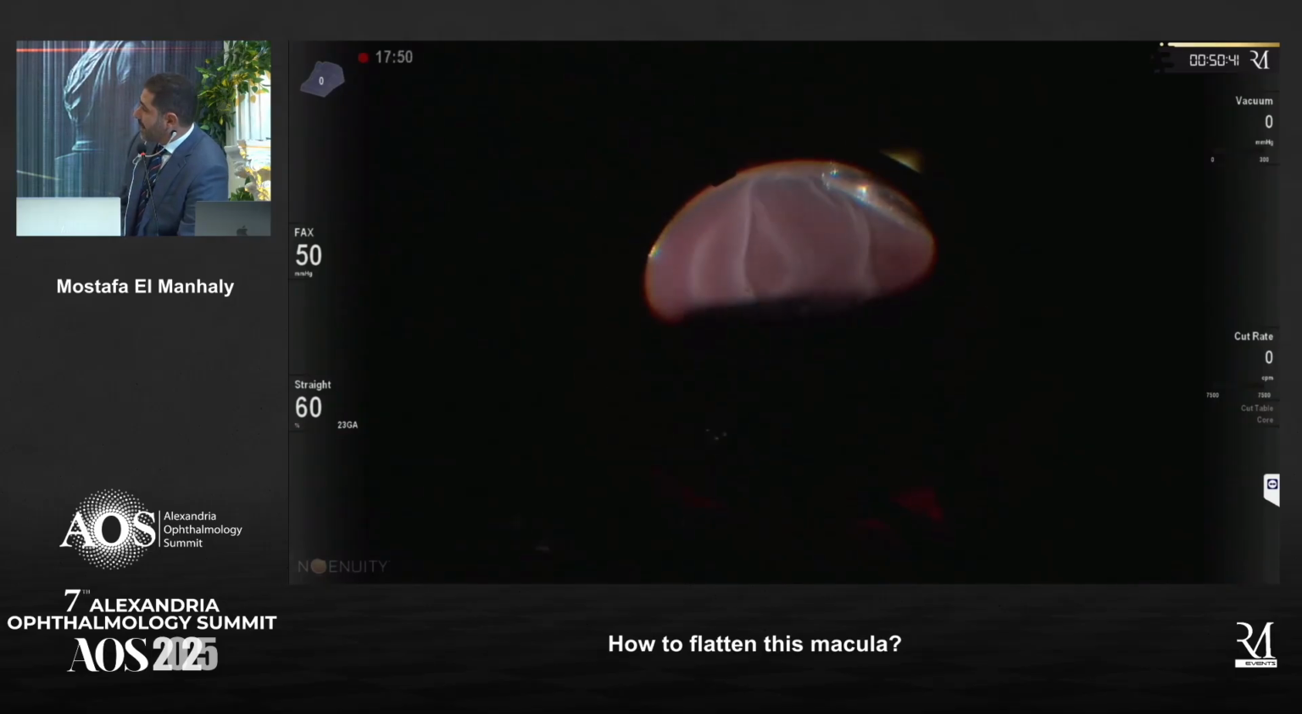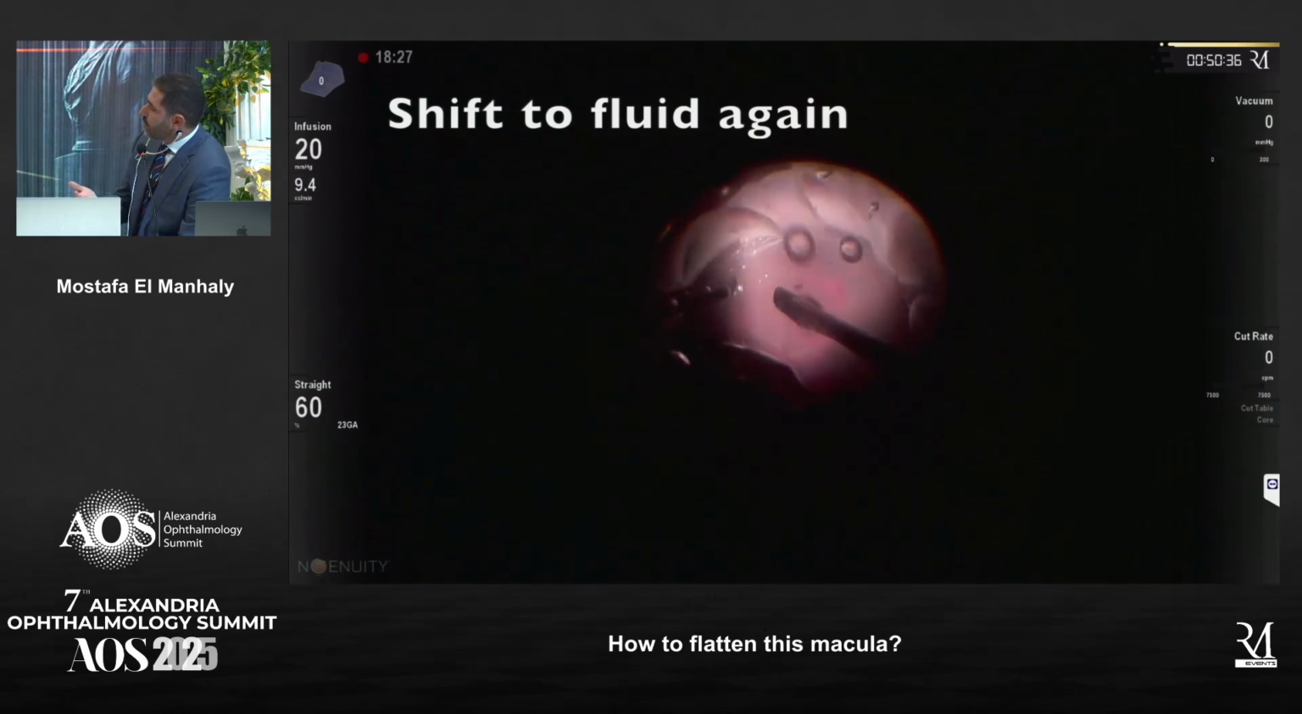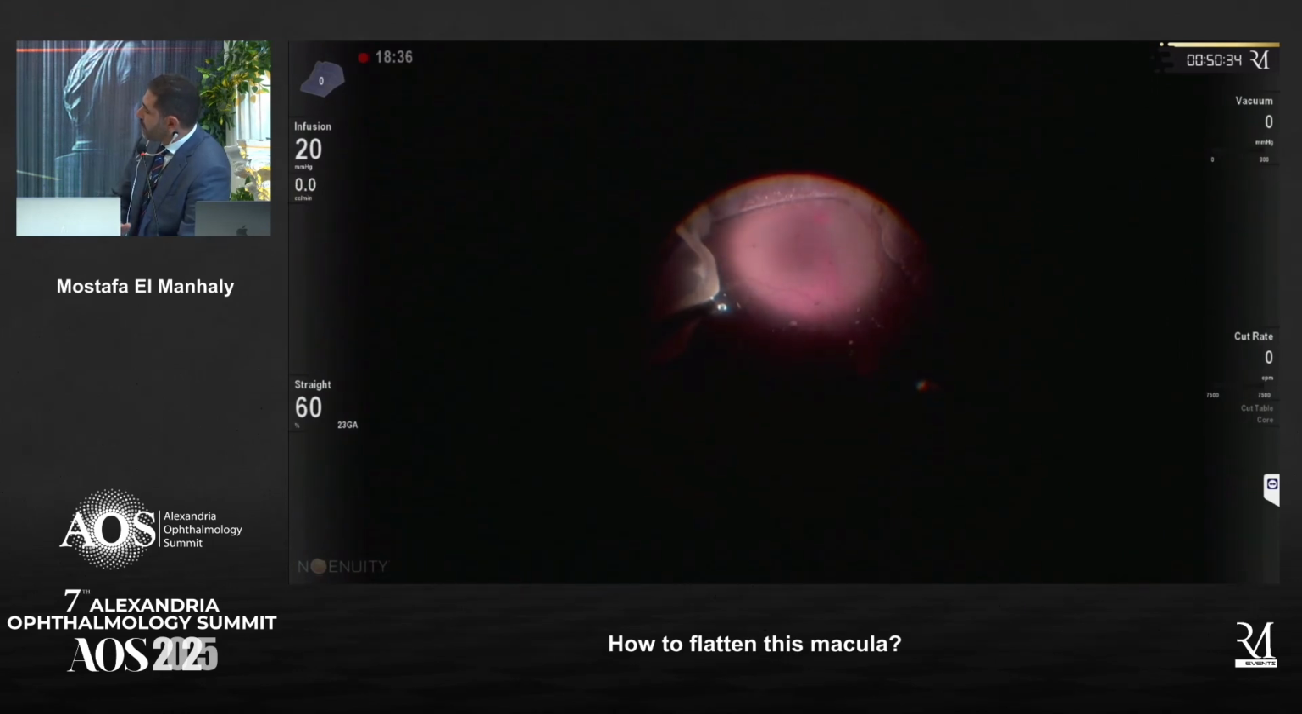This is a giant retinal tear in an 8-year-old child. Yes, he received that trauma and I did a vitrectomy, and on trying to do a fluid air exchange after flattening the retina with the PFCL, I got this slippage.